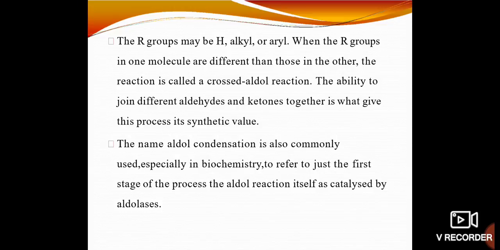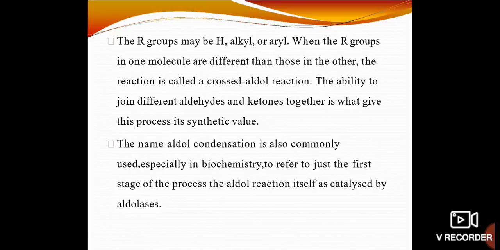In the first aldehyde R may be CH3, in the second aldehyde R may be an ethyl group. When the R groups are different from one another, the reaction is called a cross aldol reaction. The ability to join different aldehydes and different ketones together gives this process synthetic value.